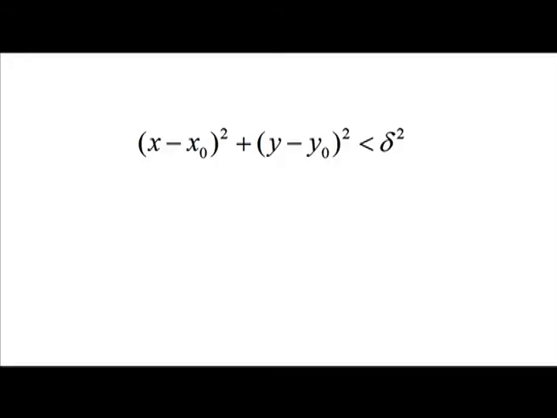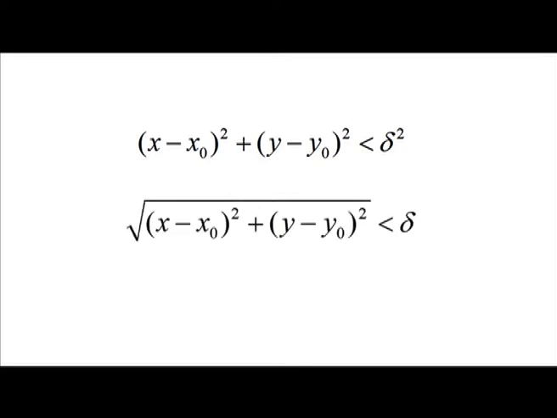Noting that the open disk having radius δ and centered at (x₀,y₀) is given by (x − x₀)² + (y − y₀)² < δ², or by the square root of (x − x₀)² + (y − y₀)² < δ.